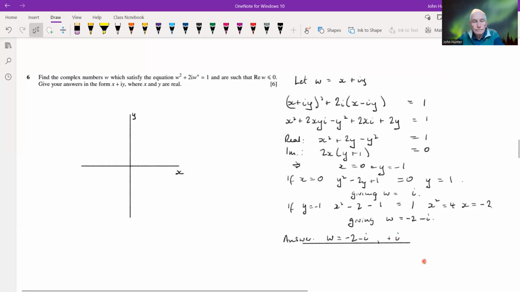Right. Okay, so that is the sort of first half of the paper there, and the other half is going to be in the second video, part B, if you like, of this paper.